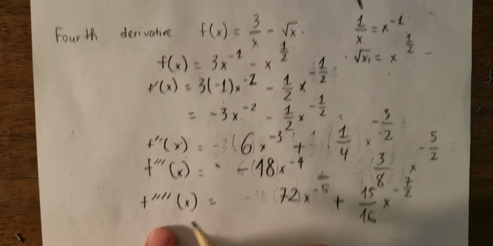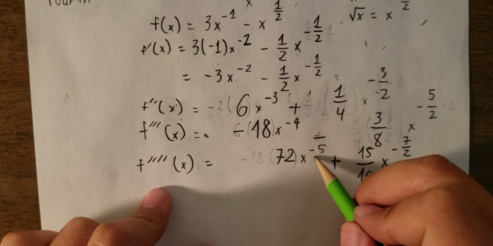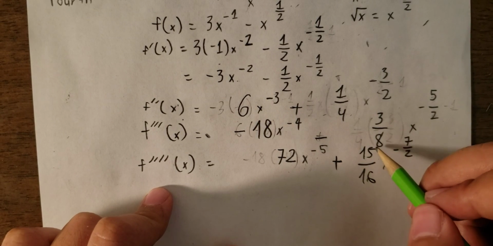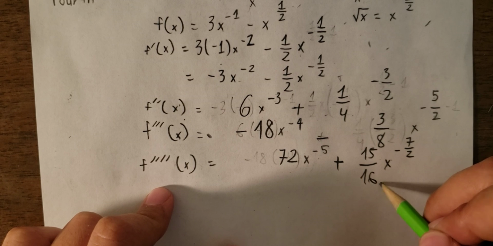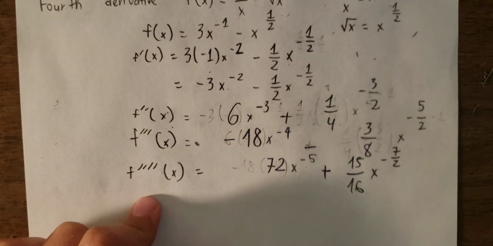The fourth derivative of the function is 72 s power minus 5 plus 15 divided by 16 s power minus 7 over 2. So that's it, the end.